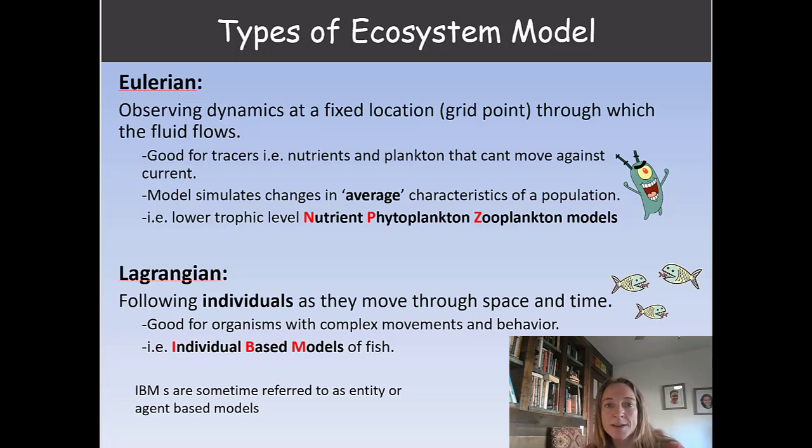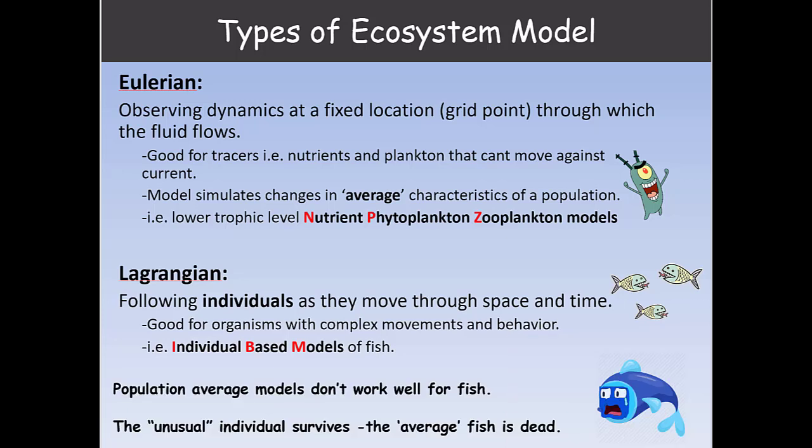The other kind of model is what we call a Lagrangian model. In this case, we're actually following individual particles or individuals as they move through space and time. You can think about this as sitting in a rowboat that's just drifting along with the currents and then sampling water. So you are actually moving with the water or your individual. This kind of model is good for organisms that have complex behaviors, and we refer to them usually as individual-based models or IBMs, although you might also sometimes hear them referred to as entity or agent-based models.